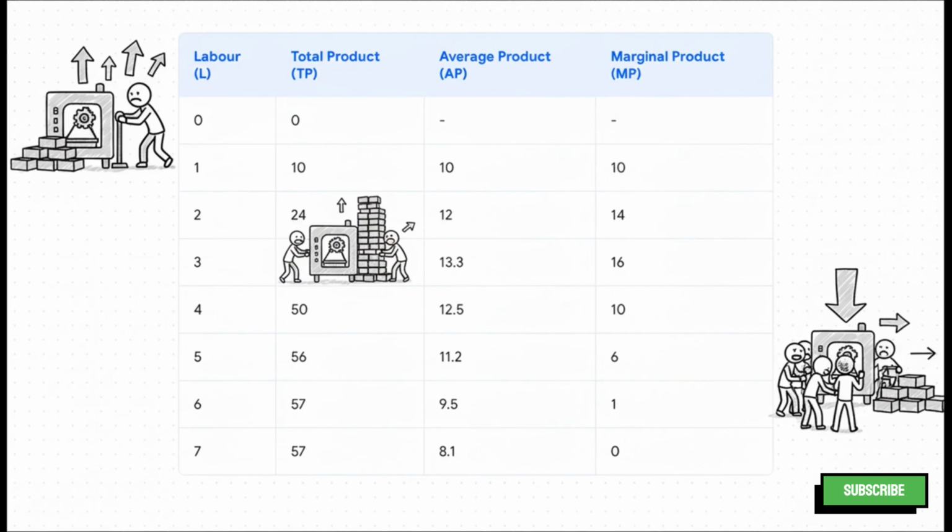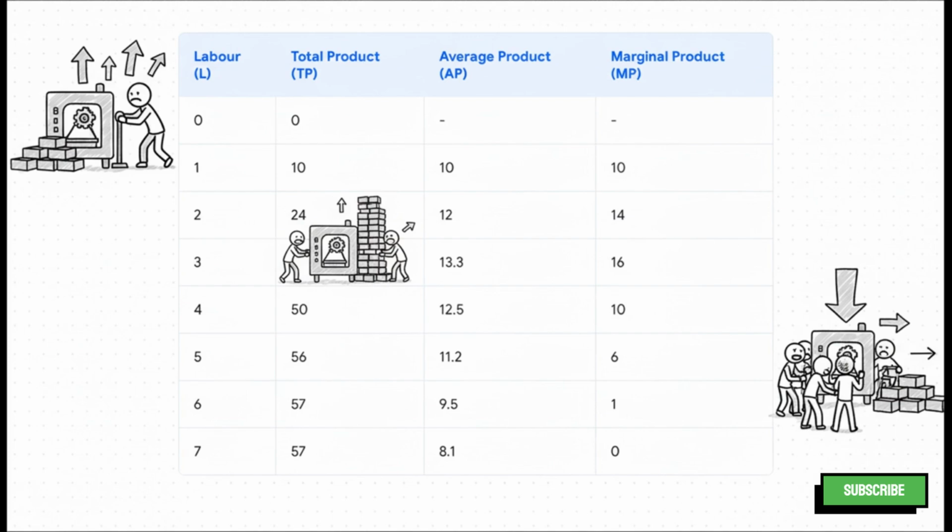Now look closely at this table. When we add the first few workers, each new person adds a ton to our total production. Just look at that marginal product, or MP column. See that? It jumps from 10 to 14 and then all the way up to 16. But watch what happens after that third worker.